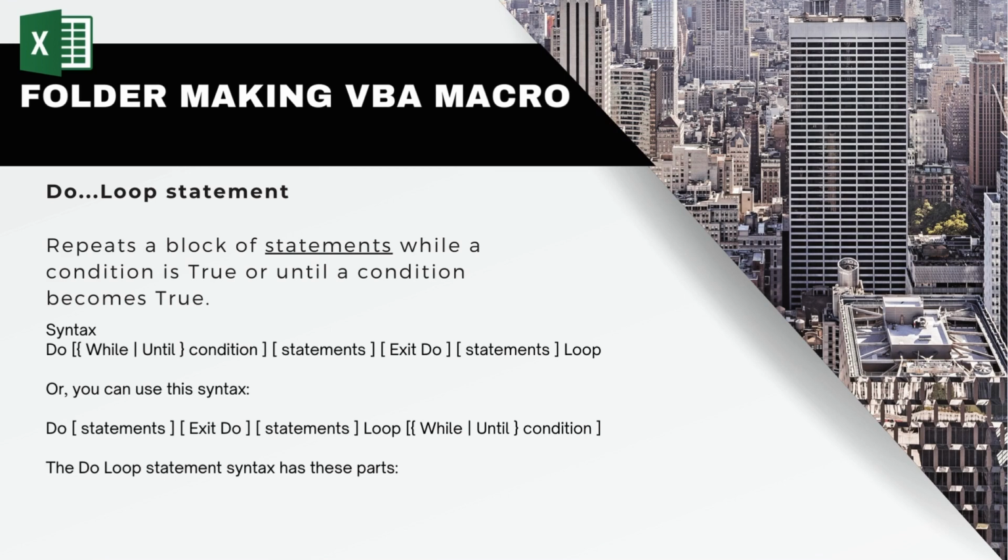Now, another thing that comes to mind is the Do...Loop statement. It repeats a block of statements while a condition is true or until a condition becomes true. The syntax would be: Do [{While | Until} condition] [statements] [Exit Do] [statements] Loop. Or you could use this syntax: Do [statements] [Exit Do] [statements] Loop [{While | Until} condition]. I usually go for the former, not the latter, because it seems simpler, but it depends on your code and what you need it to do. Now, the Do...Loop statement syntax has these parts in the following slide coming up.